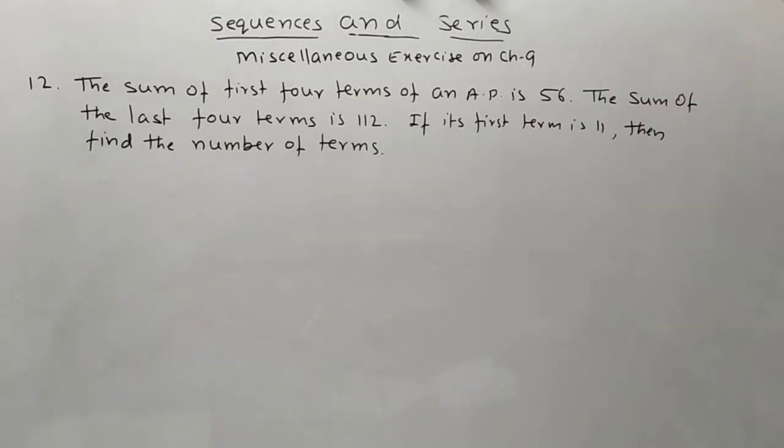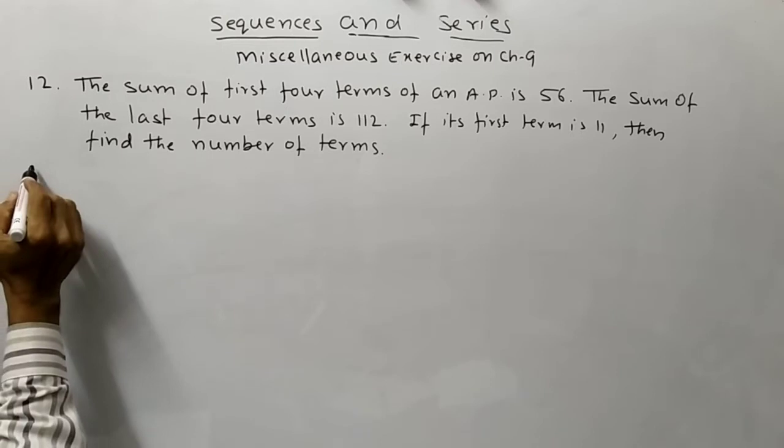Question number 12. The sum of first 4 terms of an AP is 56. The sum of the last 4 terms is 112. If its first term is 11, then find the number of terms. Solution.